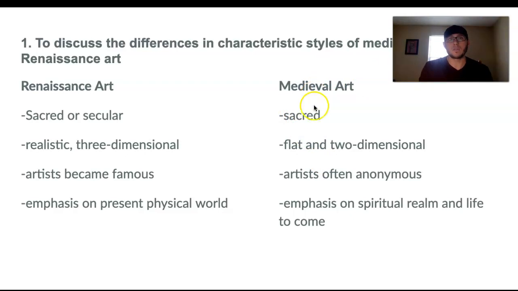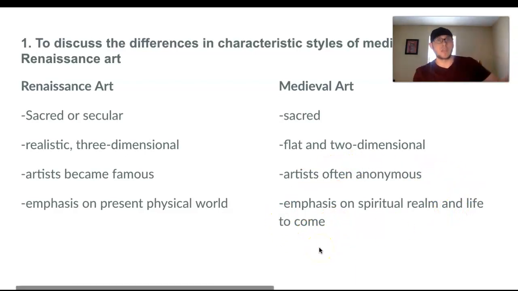Typically, medieval art was almost always sacred, meaning Jesus, Mary, the angels, saints. It was always flat and two-dimensional, just real basic. The artists, again, this is before the Renaissance, they didn't typically receive credit for their work. There was just sort of somebody painted this, somebody painted that. It was anonymous work done. And there was usually an emphasis on spiritual stuff, the spiritual realm, the future, heaven, life to come. That was the medieval world.